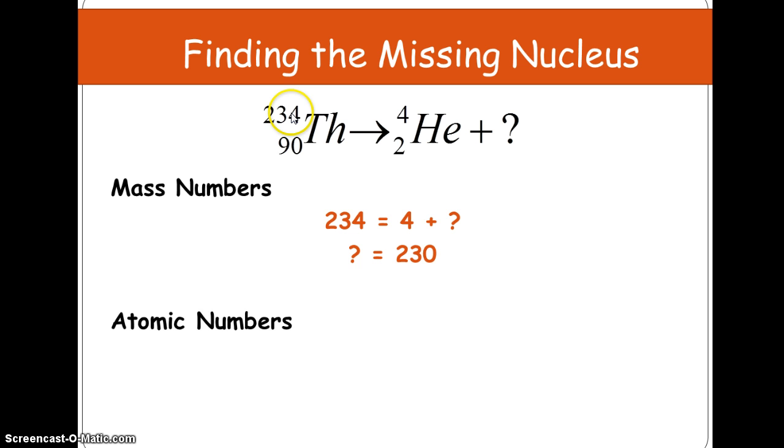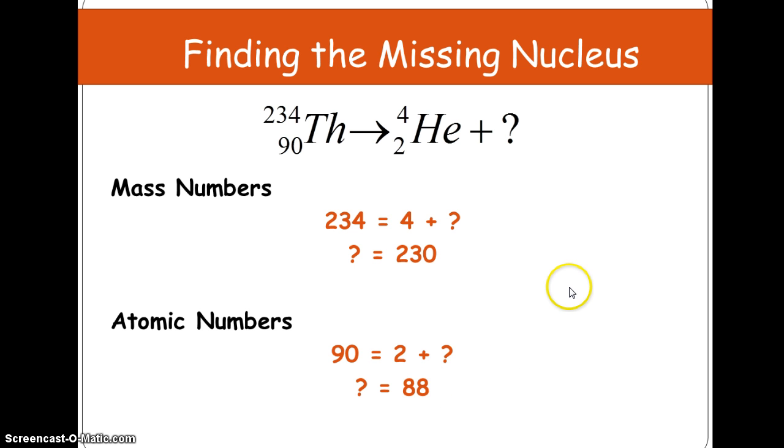It's the same for the atomic numbers. The atomic numbers on the left are the same as the atomic numbers on the right. So we can set this up as 90 is equal to 2 plus this atomic number. Subtract 2 from each side, and we end up with the atomic number being 88.